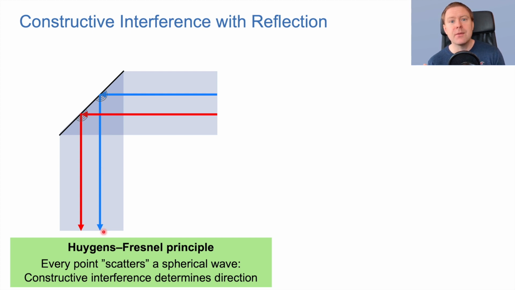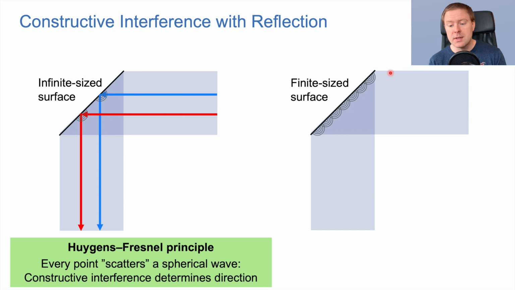And when you have infinitely large surfaces, then if you have a plane wave that comes in, you have a plane wave that goes down like this. But if you have a finite sized surface, then what is going to happen is that you get a signal that comes in.